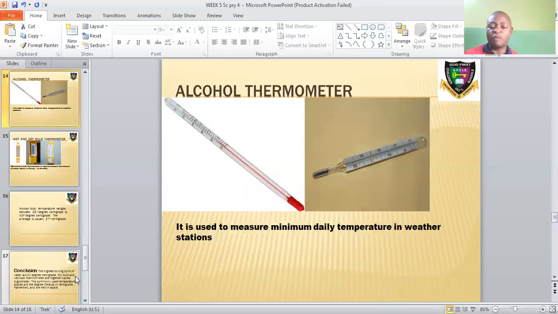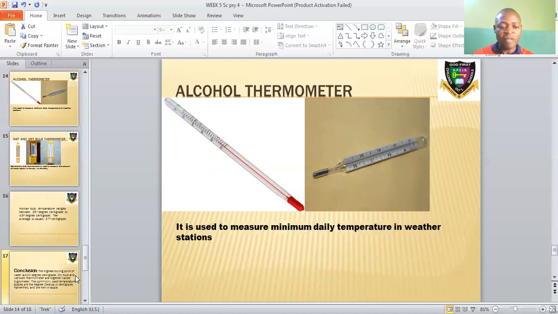The next one we are going to look at is the alcohol thermometer. It is used to measure the minimum daily temperature in weather stations. We have weather stations where we gather the weather, how cold or how hot an environment is, either daily, weekly, monthly or yearly. So we use the alcohol thermometer to determine that flow. For example, January is hot, February is a little bit hot, March is a little bit cold, and so on. So to determine how hot or how cold a month is, we use the alcohol thermometer.